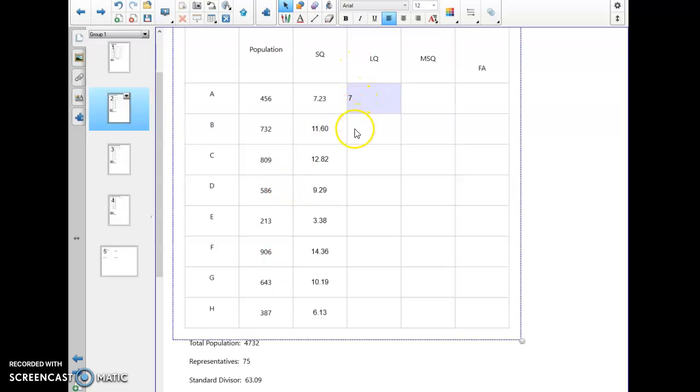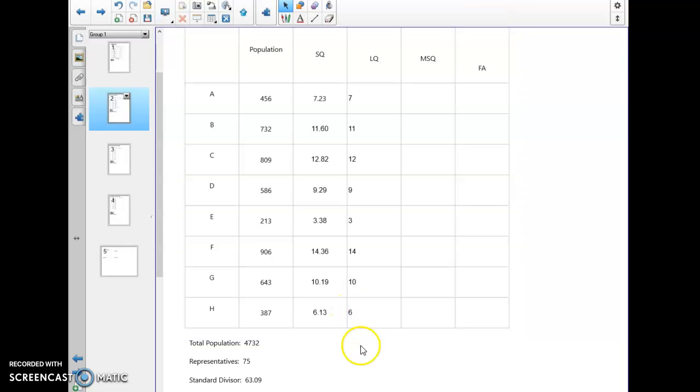So I get 7, I get 11, 12, 9, 3, 14, 10, and 6. And when I get that total, 7 and 11 is 18, and 12 is 30, 39, 42, 42 and 14 is 56, 56 and 10 is 66, 66 and 6 is 72. That means I have 3 more reps to give away. I'm 3 below the amount of reps I have.